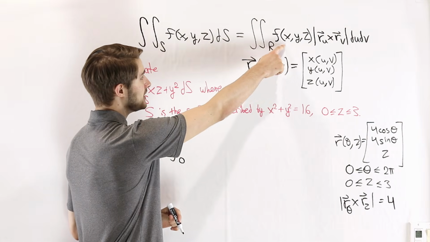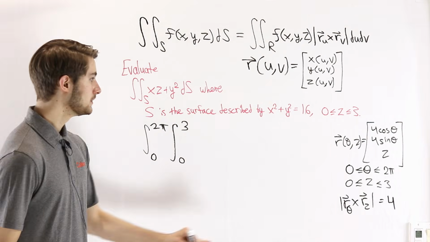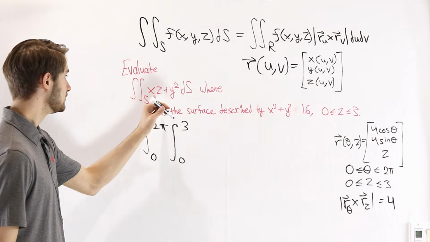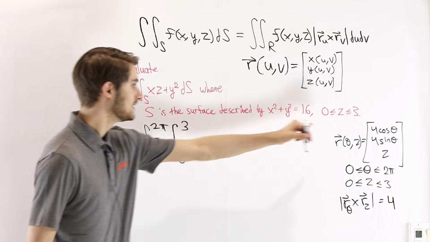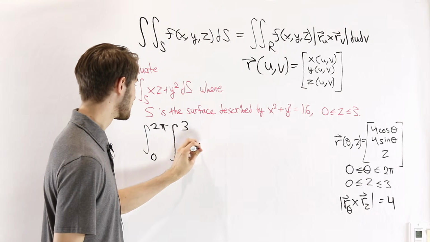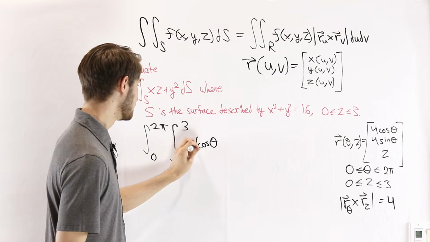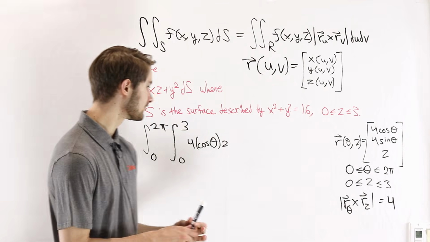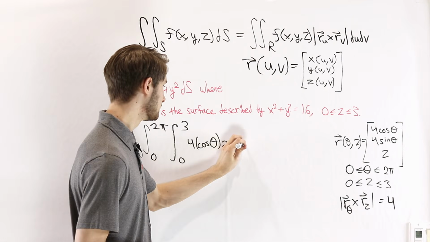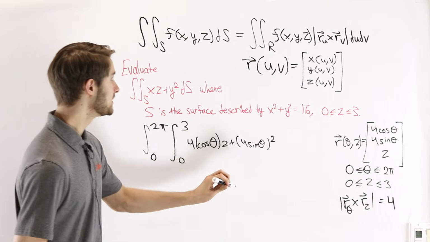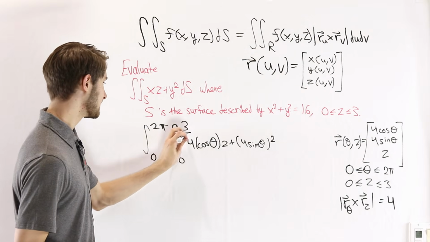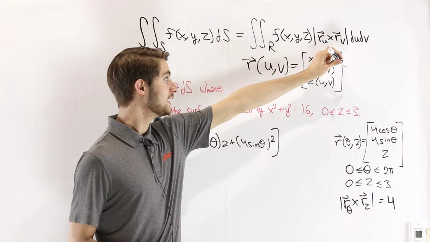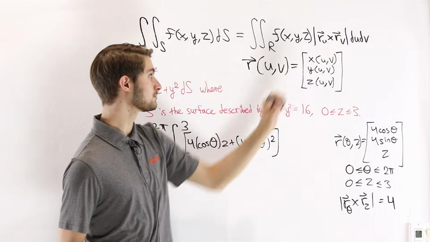Then we want f of x, y, z. We know that x, y, z values are described by this vector over here. So if we want x times z, that's going to be 4 cosine theta times z. And then we add y squared, which is 4 sine theta squared. From here, we're going to multiply this entire expression, which is just f of x, y, z, times the magnitude of our cross product.